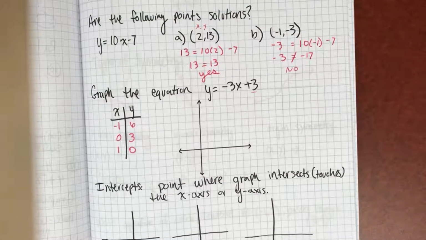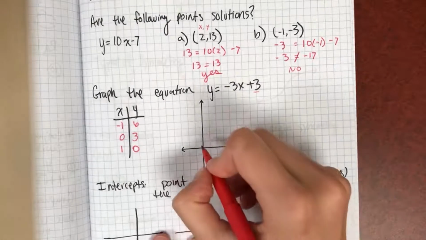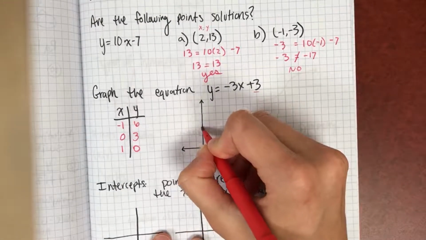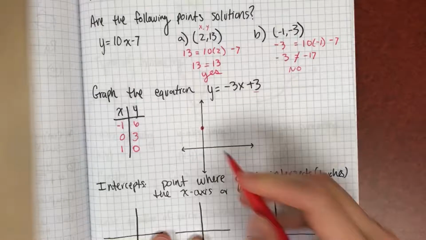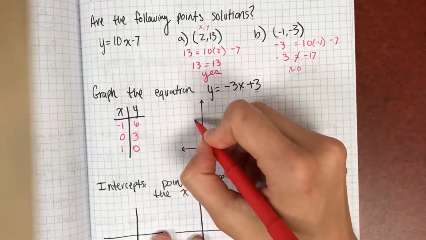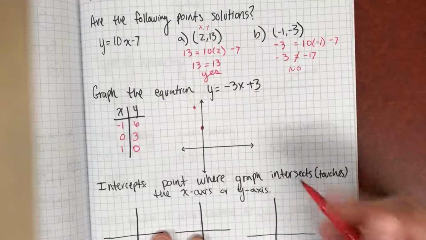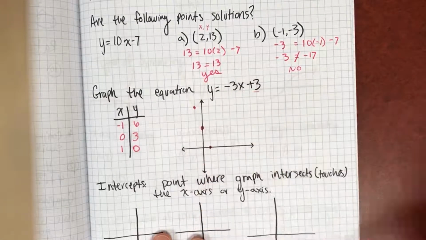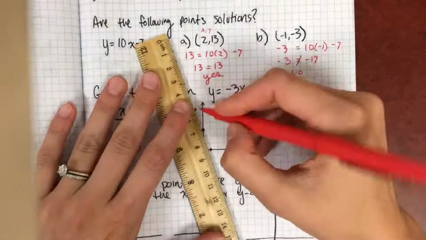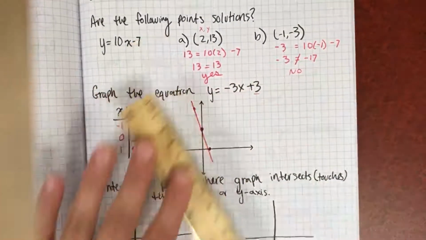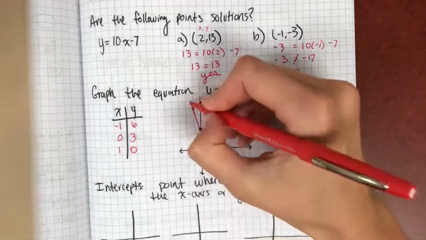Now we can go ahead and plot our points. My y-intercept is right here at 0, 3. At -1, we are at 6, and at 1, we are at 0.